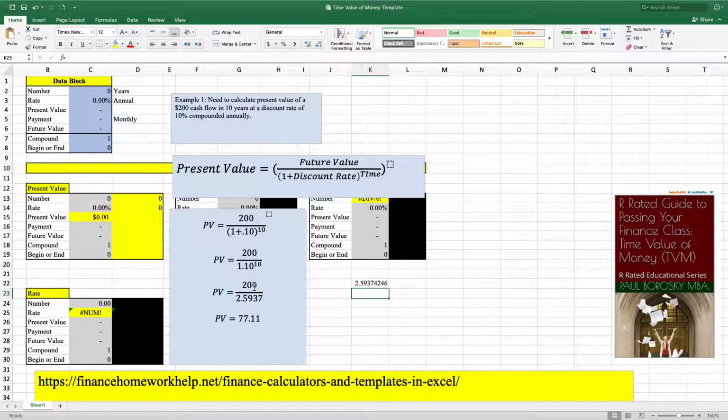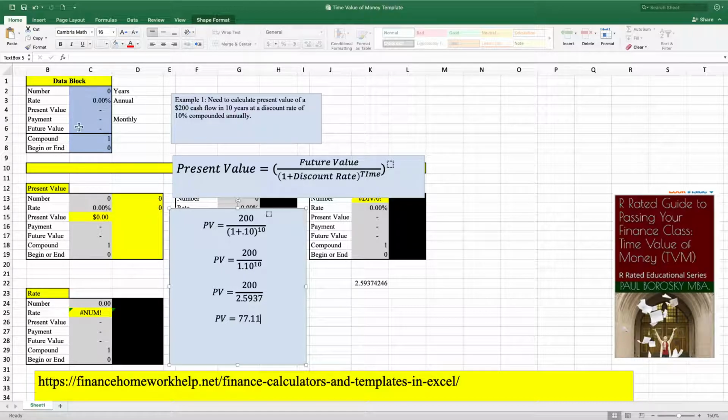The last step is to take that $200 and divide it by the 2.5937, and that gives us a present value of $77.11. What that means to us is that if we invest $77.11 today, we will have $200 in 10 years.